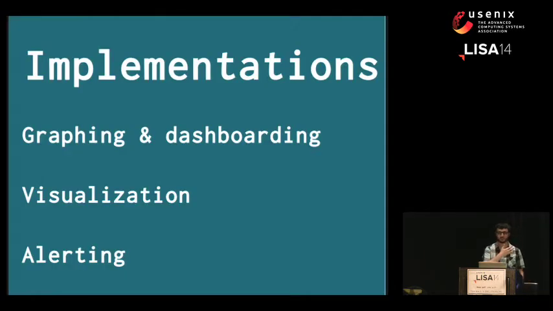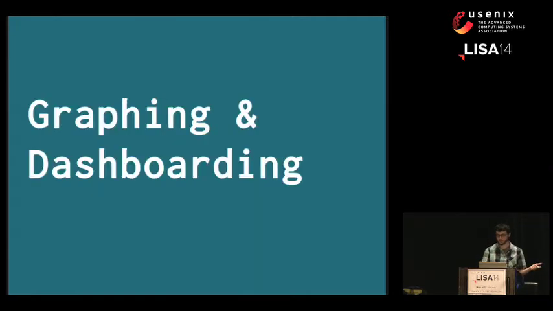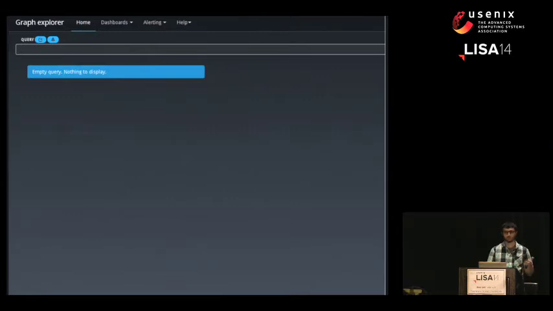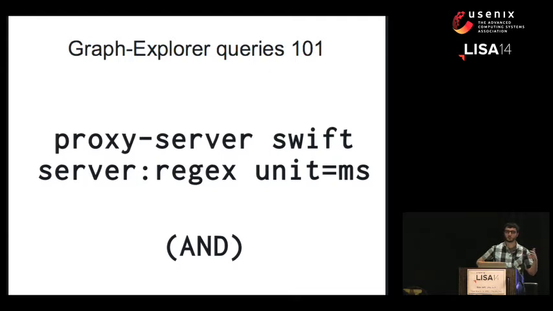And so the actual uses of all this, there's basically three main categories: graphing and dashboarding, visualization, and alerting. I'll now go over graphing and dashboarding. And I'm going to do this by using the Graph Explorer dashboard, which is basically a Graphite dashboard, but it's specifically written for Metrics 2.0. And so when you start with it, you just have a query field. And in the query field, you can just enter a few words that you know are going to match some of your metrics. And this is the simple way to get started.